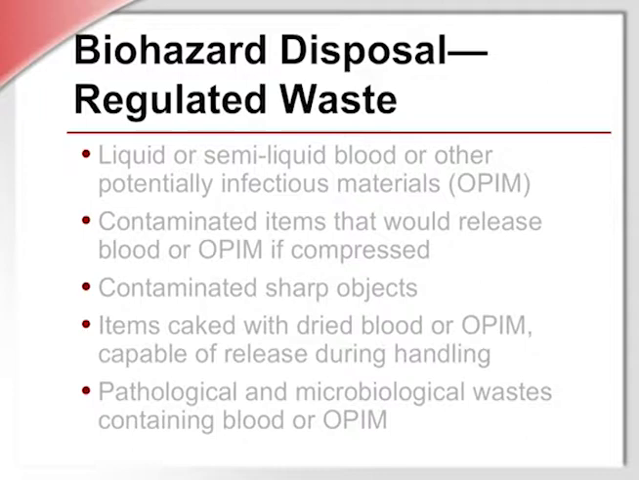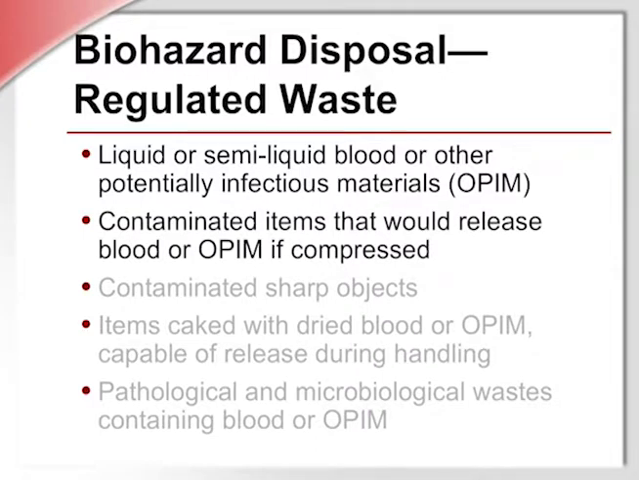Biohazard disposal has different rules, depending on whether you are disposing of regulated or unregulated waste. Disposal of regulated waste requires special containers, biohazard labels, and disposal methods. Regulated waste includes liquid or semi-liquid blood or other potentially infectious materials, or OPIM, such as bodily fluids. Contaminated items, such as a towel or sponge that would release blood, or OPIM, if compressed.